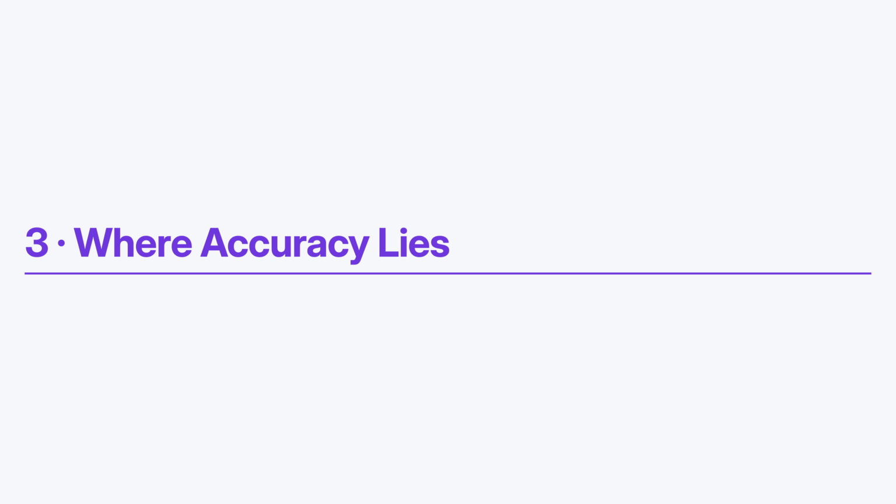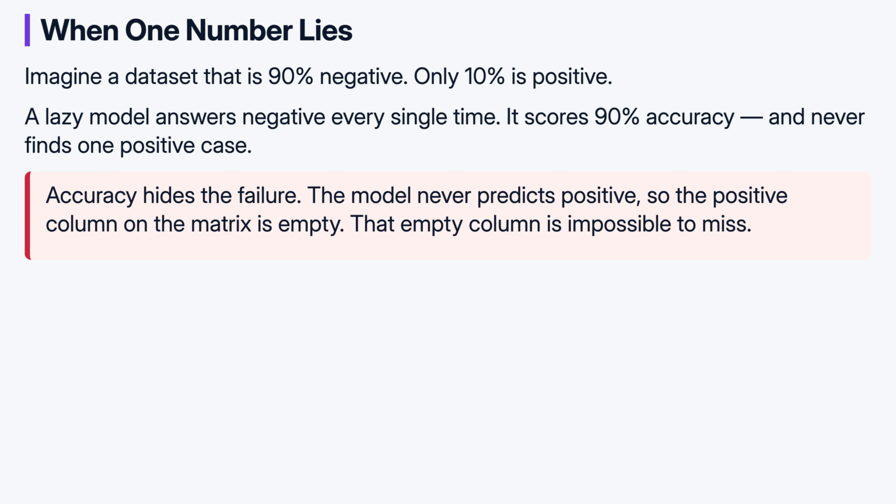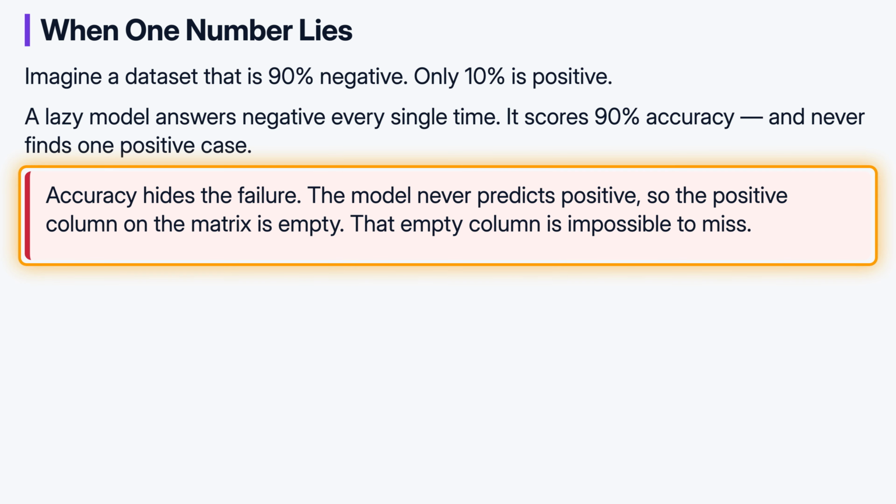Third, where one accuracy number lies. Watch what happens on imbalanced data. Picture a dataset that is 90% negative. Only 10% is positive. A lazy model answers negative every single time. It never once says positive, yet it still scores 90% accuracy. Accuracy hides the failure completely. The model never predicts positive, so the positive column is empty. Remember, rows are the true class, columns the predicted class. An unpredicted class leaves an empty column, impossible to miss.